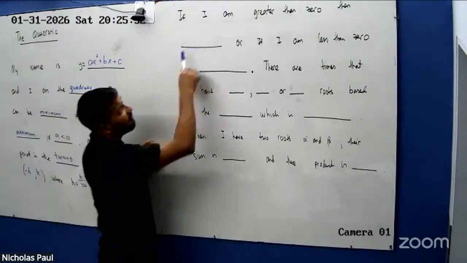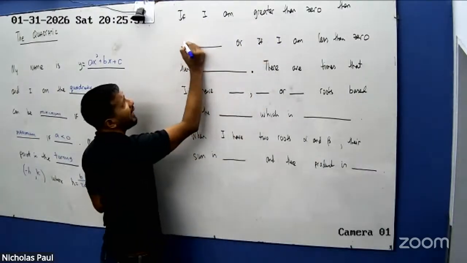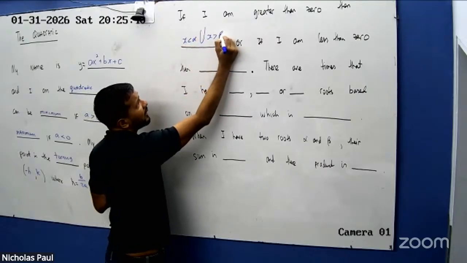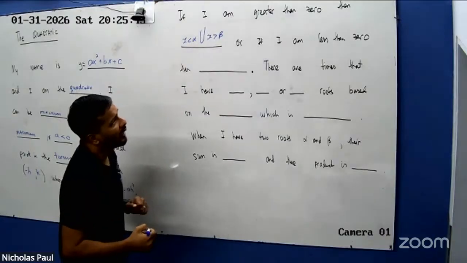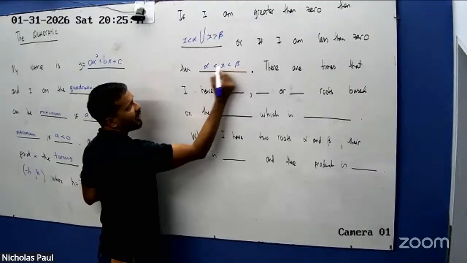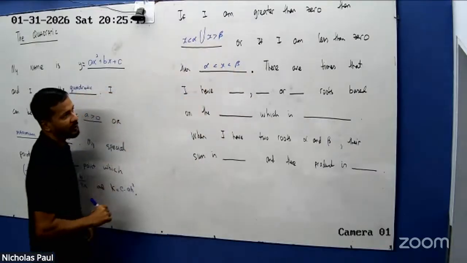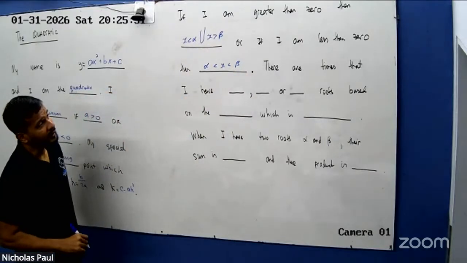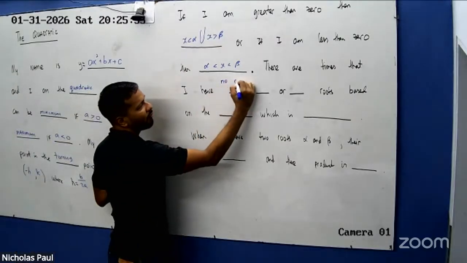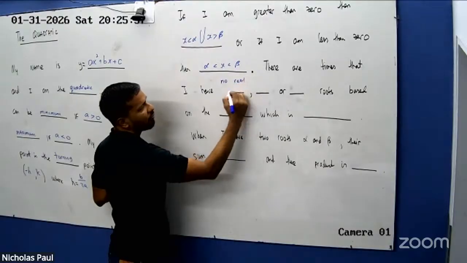Right, so if a is greater than 0, then x is less than alpha, together with x is more than beta. And if a is less than 0, then x is between here. If you have equal to, that can work as well. There are times that I have no real roots.